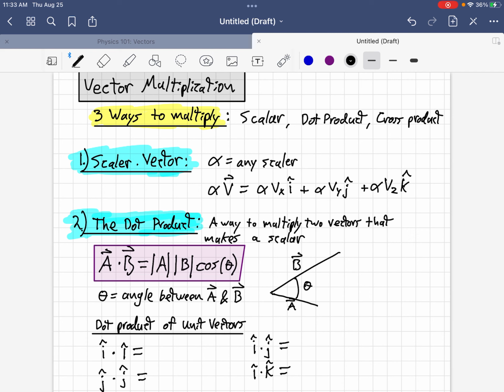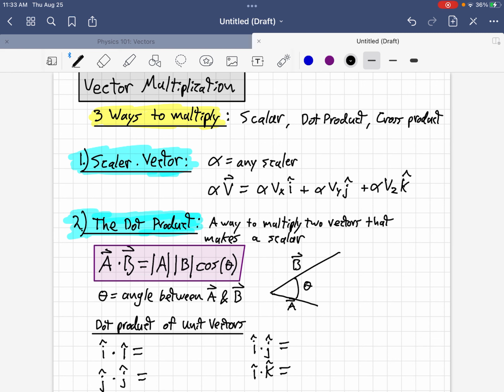So there are three ways to multiply vectors. We'll be talking about each of them. The first is when you multiply a vector times a scalar. And the next two are multiplication between two vectors, the dot product and the cross product.